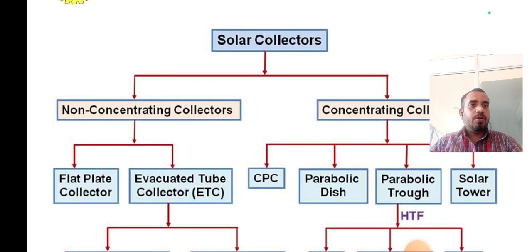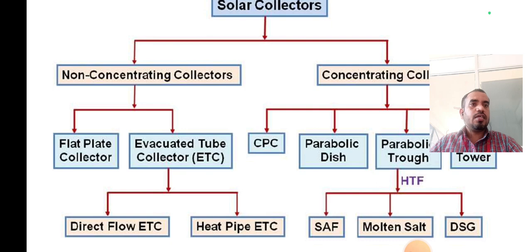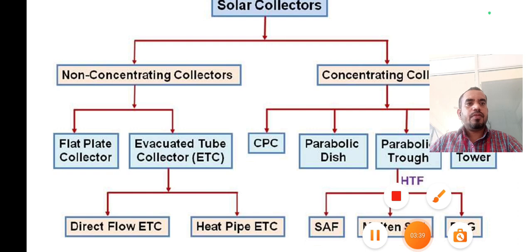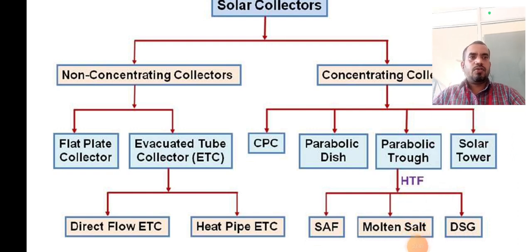In that, the parabolic trough collectors are again classified into three types: SAF, molten salt, and DST. So these are the different types of collectors which are available and used right now.